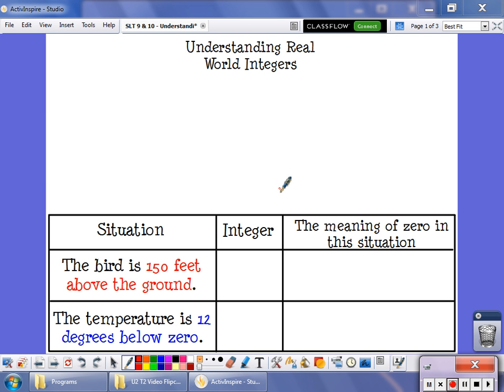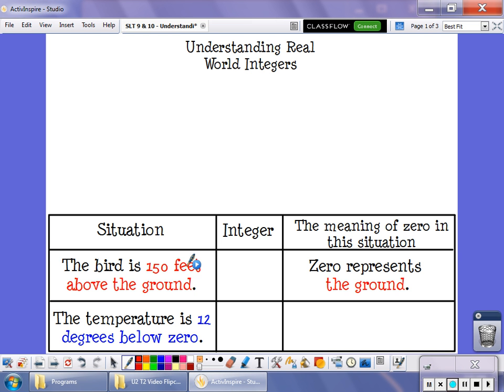In the situation, the bird is 150 feet above the ground. The first thing I need to think about is what would 0 mean in this situation? 0 in this situation is going to represent where the ground is. So if I make a number line, I'm going to start off labeling 0 as the ground. And I know the bird is 150 feet above the ground. So this would be 50, 100, this would be 150 feet above the ground. So this point represents where the bird is, which is the integer positive 150.